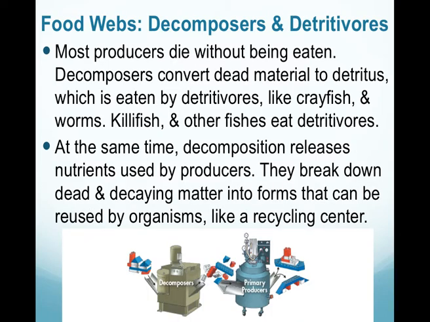Food webs also would contain decomposers and detritivores. Remember, a lot of our producers or plants die without ever being eaten. So the decomposers would break that down, return that detritus into the soil, which would then be eaten by detritivores. And then other organisms will eat detritivores.